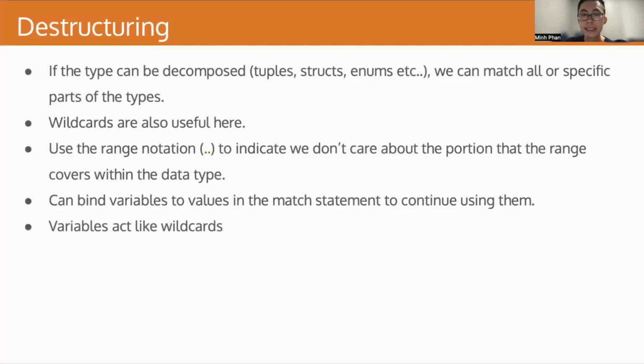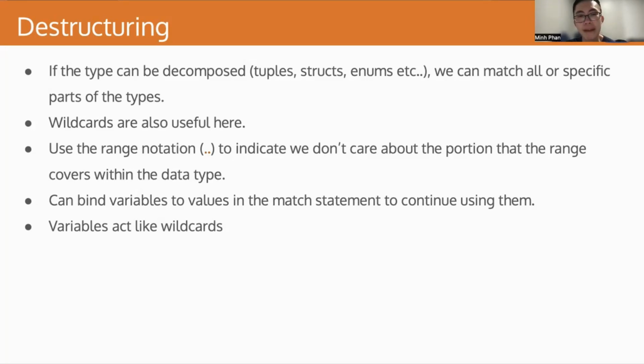Destructuring. This is an advanced use case of a match statement. If a type can be decomposed, such as a tuple, struct, or enum, the latter two we will look at in future lectures, we can match on all or specific parts of the types. Wildcards also come into use here, as we will see later. We also use a range notation, that is this double dot, to indicate that we don't care about the portion that the range covers within the data type.